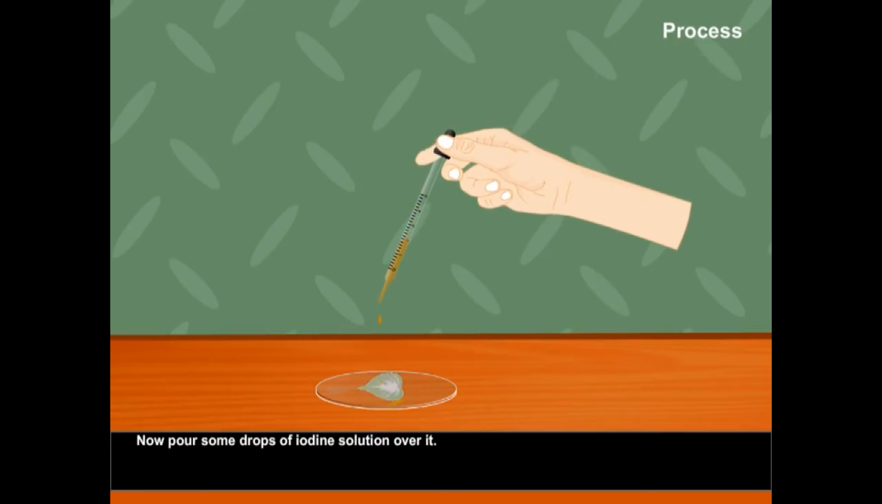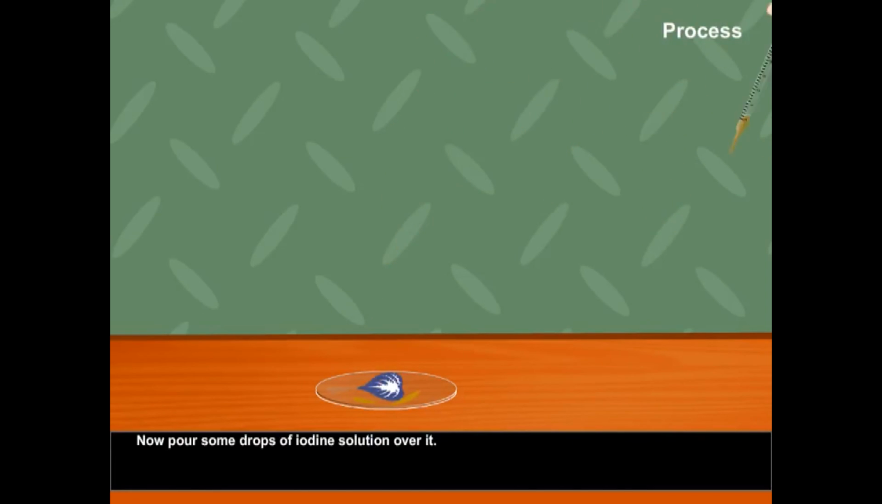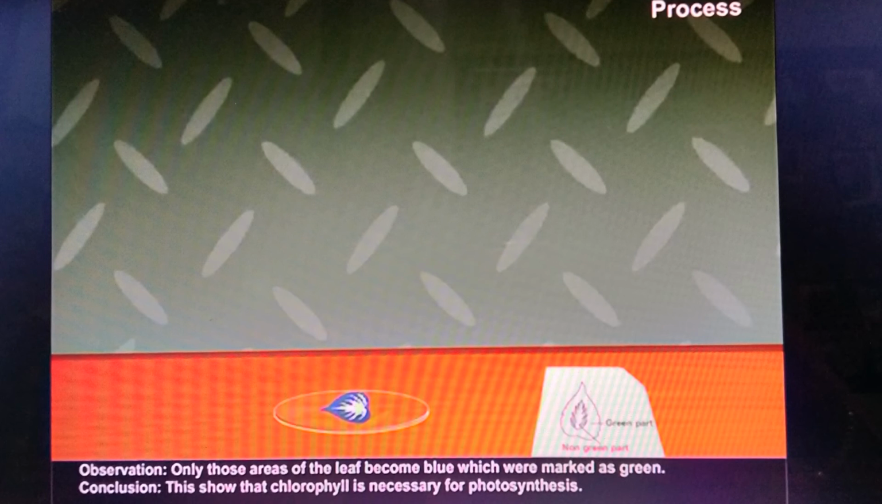Compare the leaf with the drawing you made. You will observe only those areas of the leaf become blue which were marked as green. Conclusion: this shows that chlorophyll is necessary for the photosynthesis process. Therefore, it is proved from the following activities that chlorophyll and sunlight are necessary for the photosynthesis process.